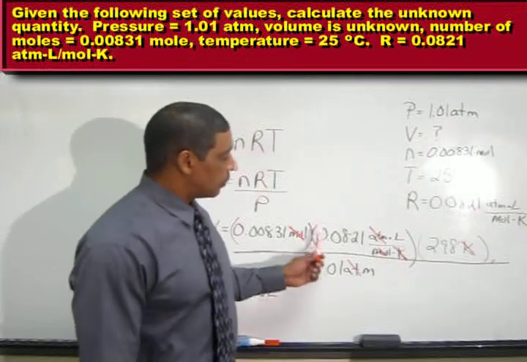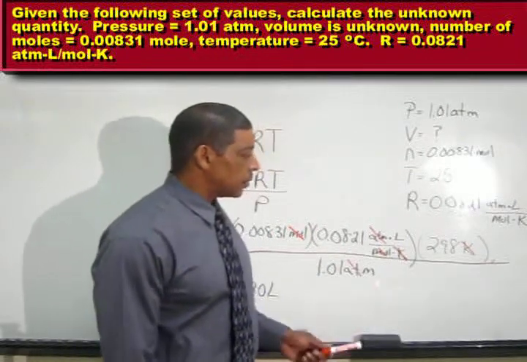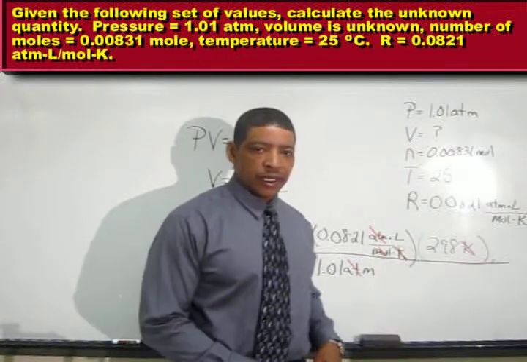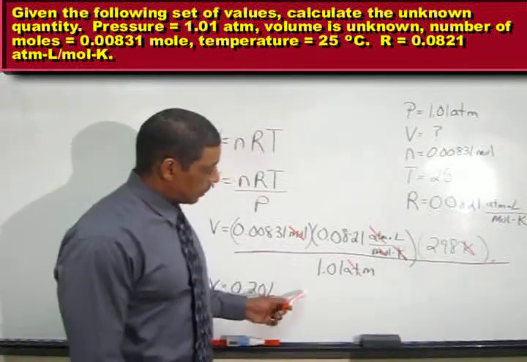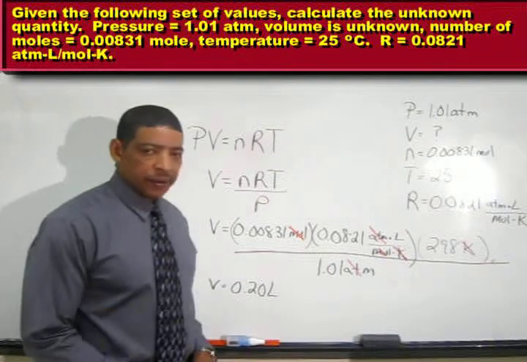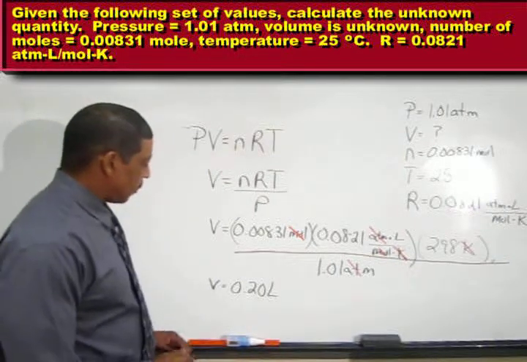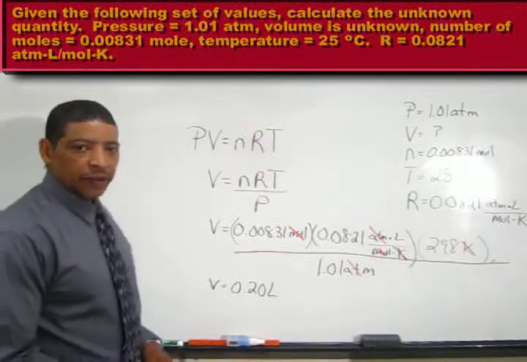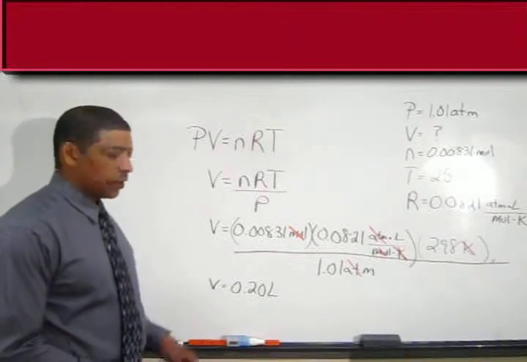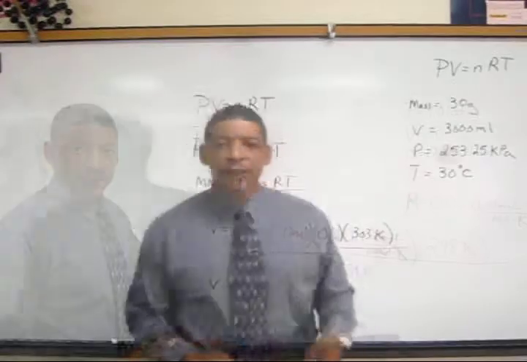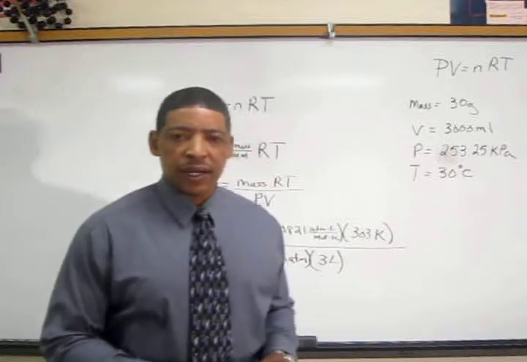0.00831 times 0.0821 times 298 divided by 1.01 will generate a final volume of 0.20 liters. Now for a slightly more complex practice problem.